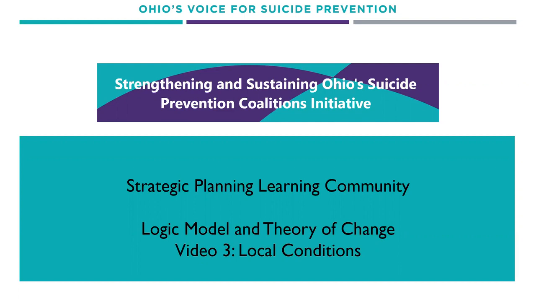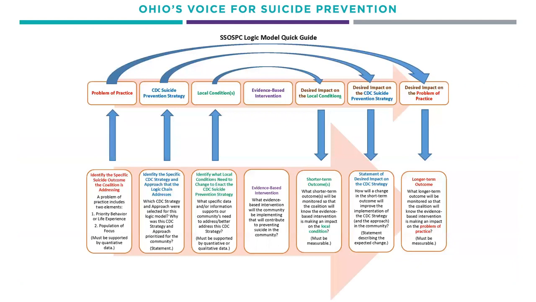In the last video, we covered selecting our CDC suicide prevention strategy, and in this video, we'll identify local conditions that need to change to enact that strategy. So remember in the first video, we discussed that the problem of practice is often, by its definition, a wicked problem. So for this reason, there are many different evidence-based interventions that we could select to impact that problem. And with suicide prevention, we know that the CDC technical package is full of strategies and approaches to prevent suicide.